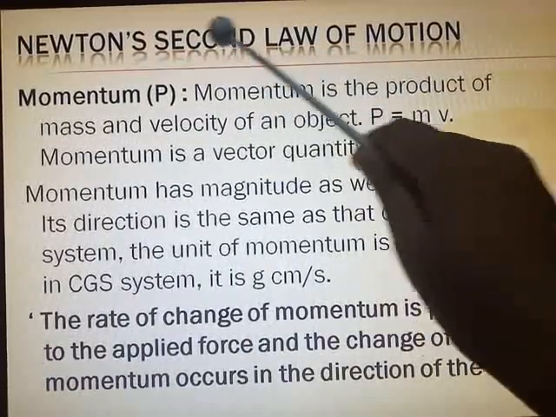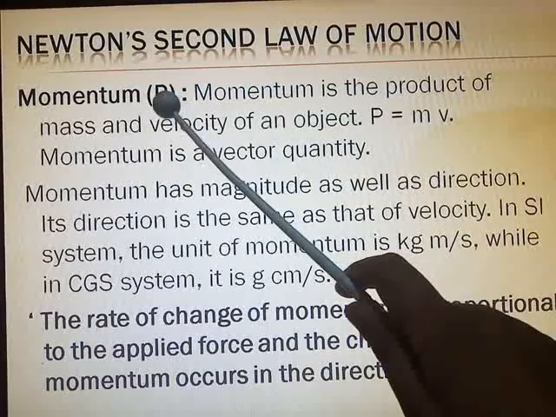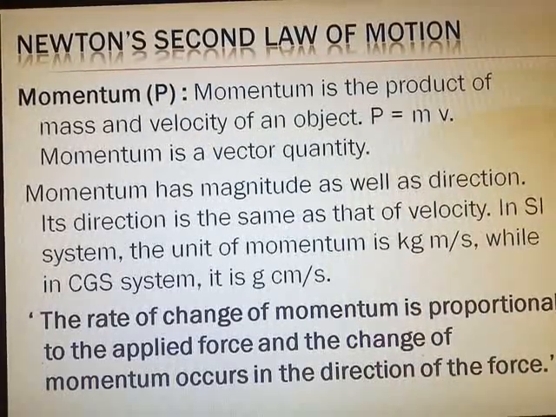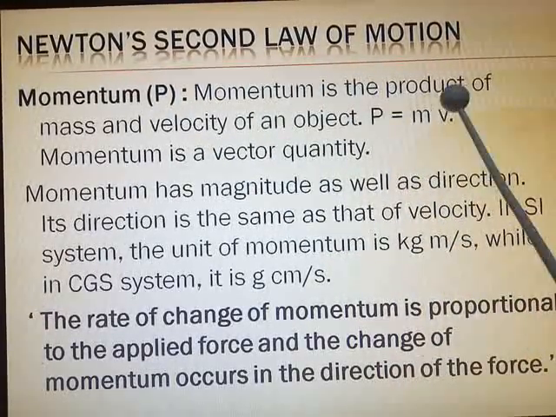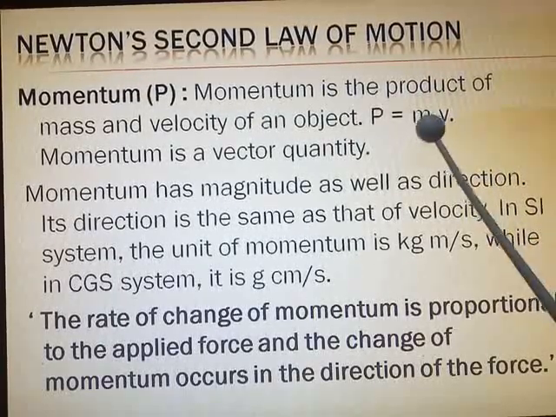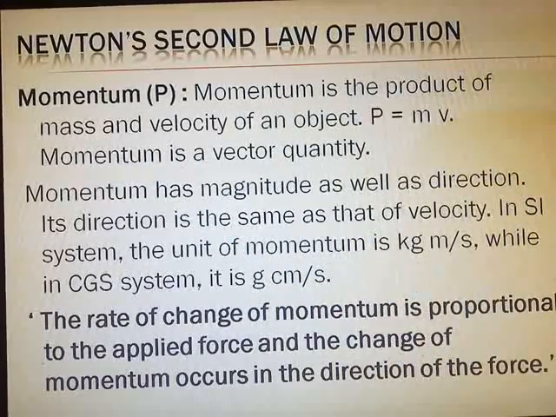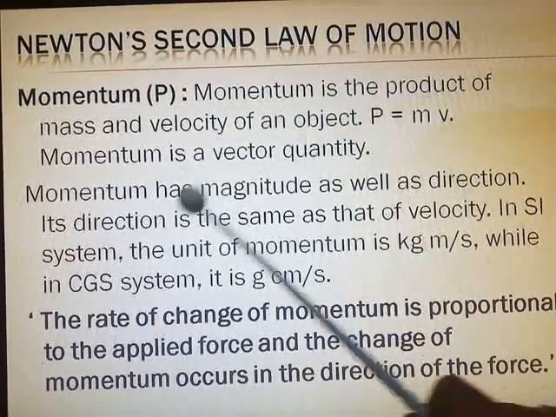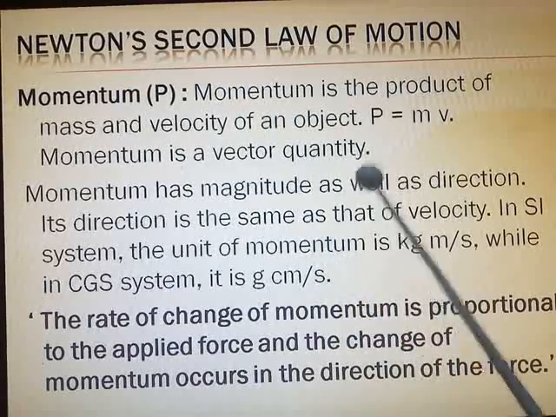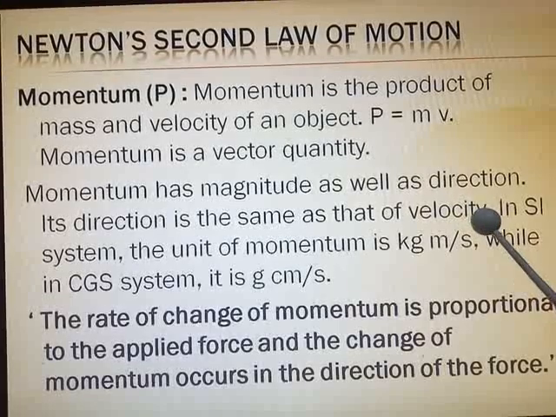For studying Newton's second law of motion, you should know what momentum is. Momentum is denoted by capital P. Momentum is nothing but the product of the mass of the object and the velocity of the object, so m multiplied by small v. It has direction, so momentum is a vector quantity. Momentum has magnitude as well as direction. Its direction is the same as that of velocity.